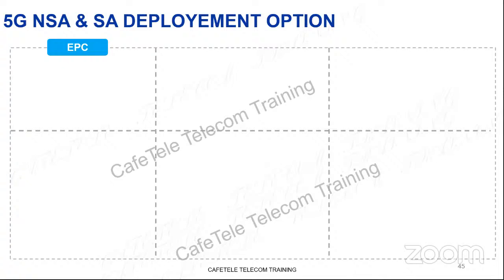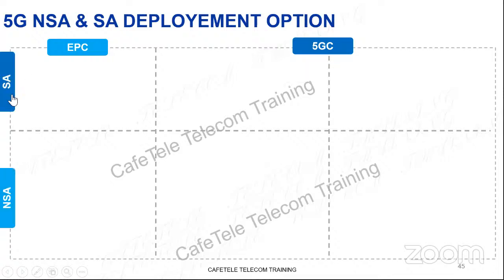So here you can see that we have a core architecture. The first one we have EPC and the second one we have 5G core. So this is the standalone. So in standalone, we have two different architectures. So what are these architectures, guys? That is called standalone with EPC and standalone with the 5G. Non-standalone, we have non-standalone with EPC and the non-standalone with the 5G network.